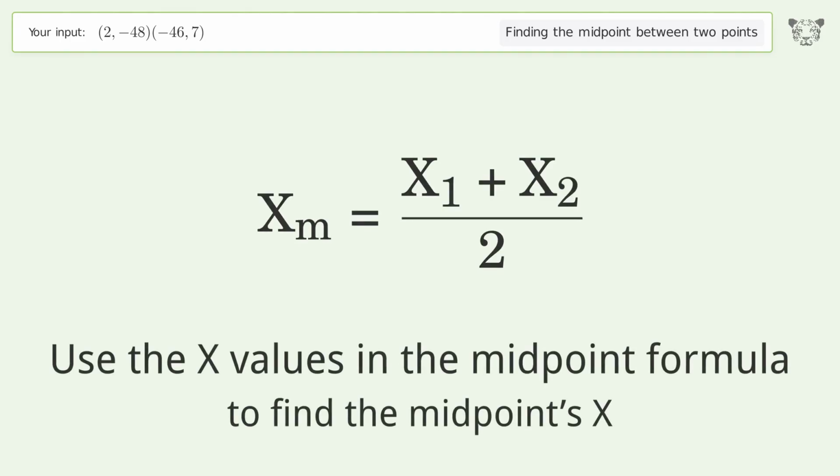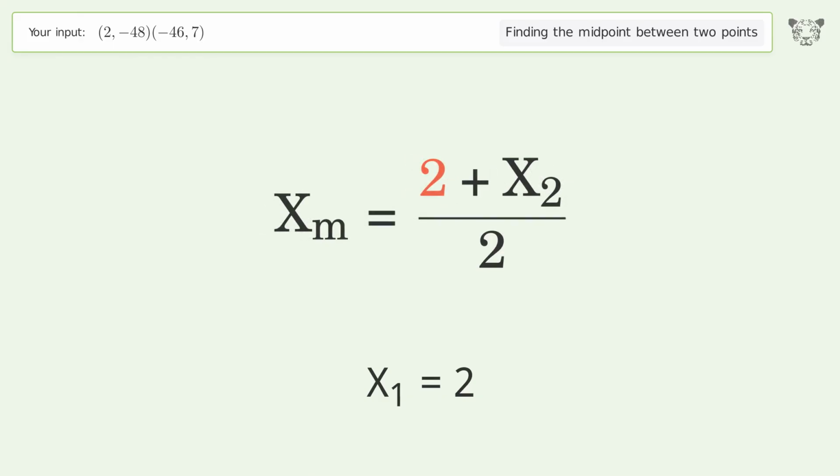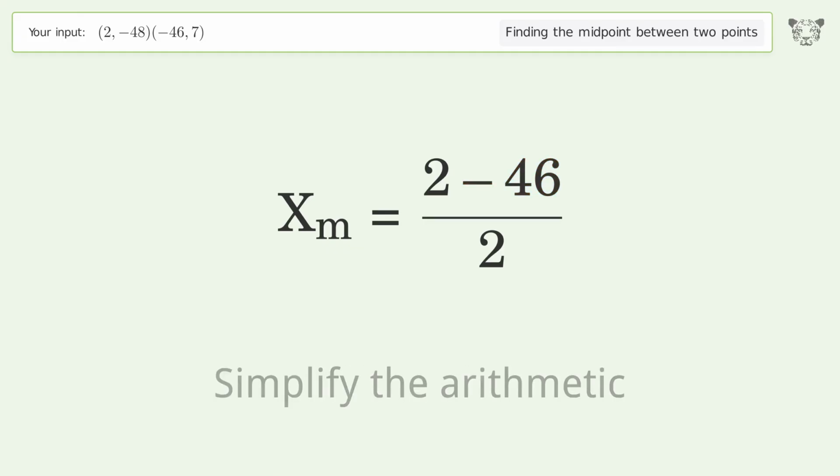Use the x values in the midpoint formula to find the midpoints x. x1 equals 2. x2 equals -46. Simplify the arithmetic.